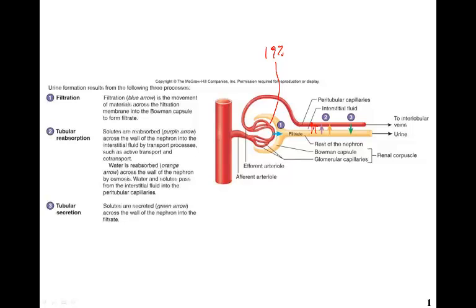And more than 99% of the material that gets filtered ends up getting reabsorbed and not getting excreted. Anything that doesn't get reabsorbed is going to be excreted. And in addition, some material, not a lot, but some stuff, is actually transported actively from the blood into the nephron, and that material gets excreted as well. So this is called secretion.